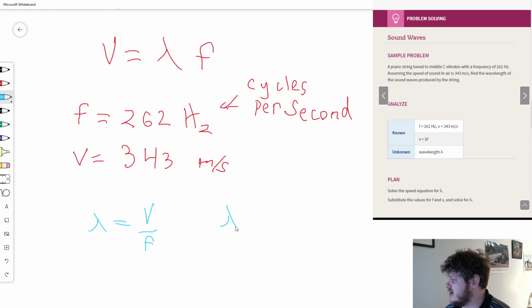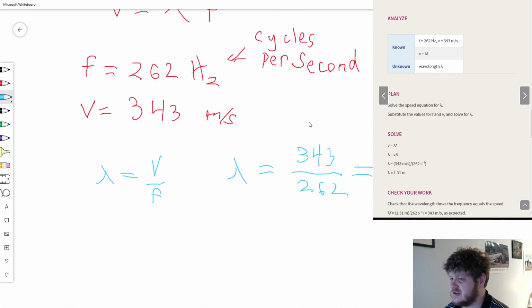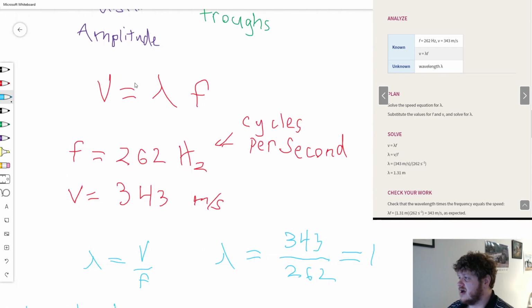So now when we plug in our numbers, we get lambda equals 343 divided by 262. And then we plug it into our calculator, or in my case, I just scroll down and do a little cheating. Let me put it in a better position. We do the math, lambda equals 1.31 meters.